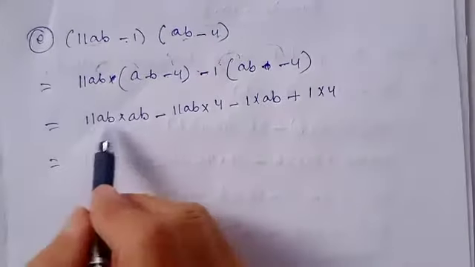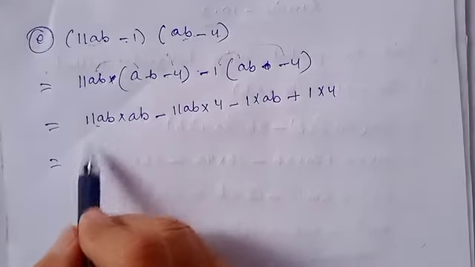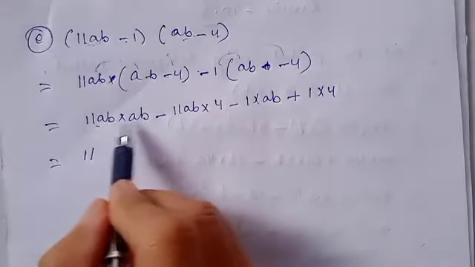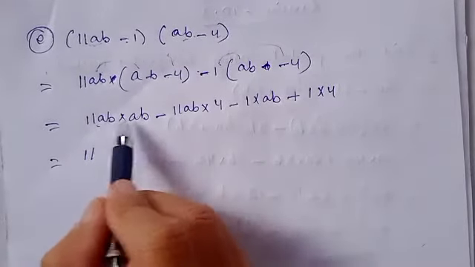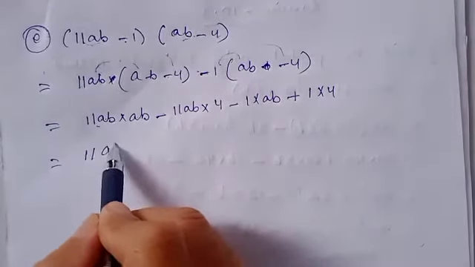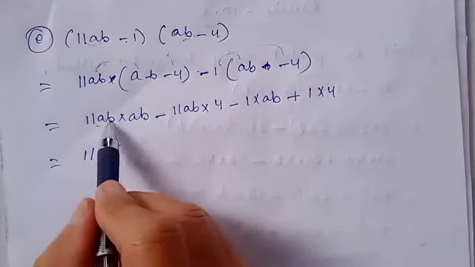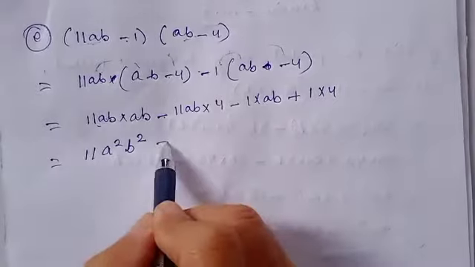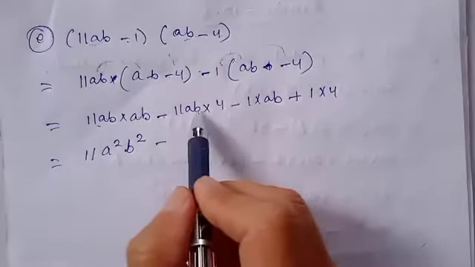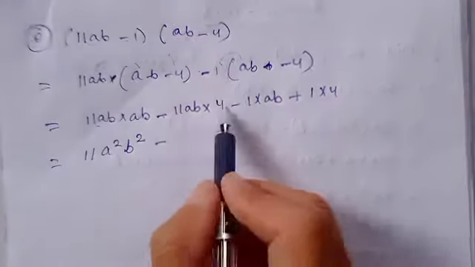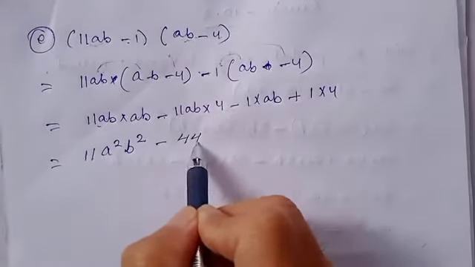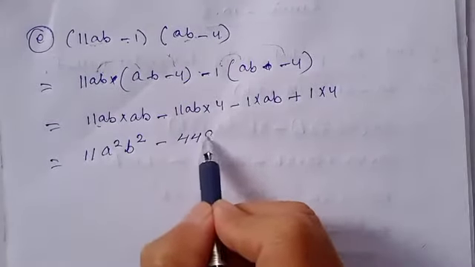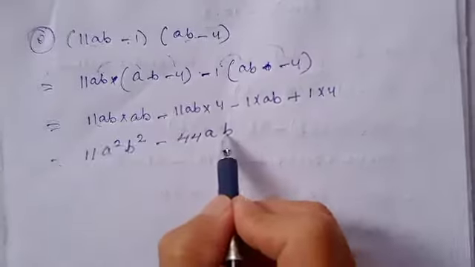Clear? Okay, 11, a number, we have only 11, so you write it same as it is. What about A? We have 2A. A and A, A into A is A squared. What about B? B and B is B squared. Minus. Okay, number we have 11 and 4, so 11 into 4 is 44. A we have only 1. B also we have only 1.